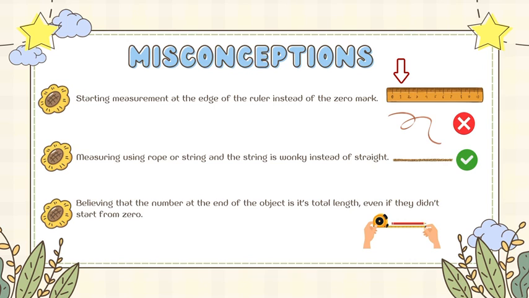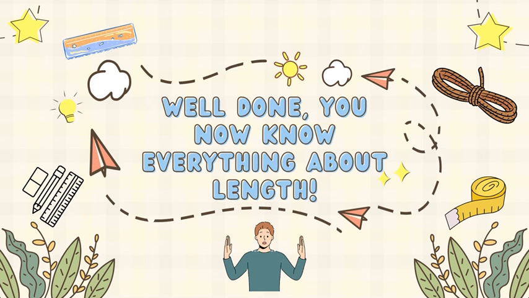Before we finish, there are 3 main misconceptions when measuring length. These being starting the ruler at the edge instead of the 0 mark can give the wrong measurement. As well as measuring with a string that's not straight, it needs to be straight for an accurate length. And believing the number at the end of an object is the total length, even if you didn't start from 0. Well done! We've gotten to the end.